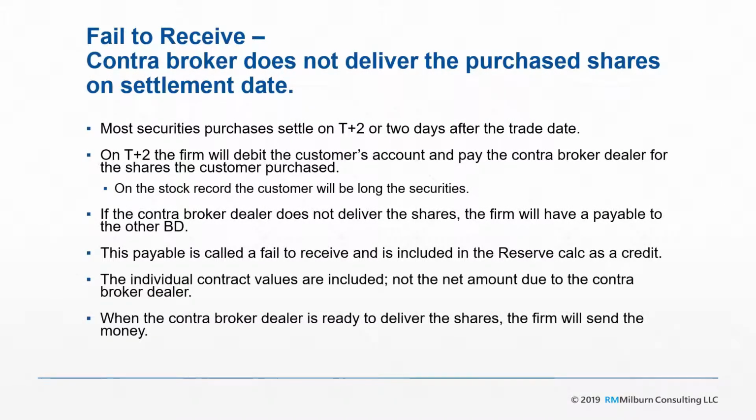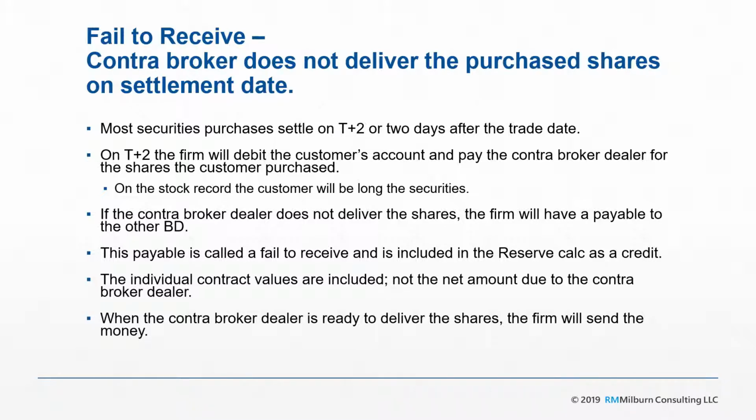So let's talk about a fails to receive. What is it? That's when a contra broker dealer, and a contra broker is the other broker that you purchase the customer's security from, doesn't deliver the purchased shares on settlement date. Now, as you're probably well aware at this point, most security purchases settle on T+2, or 2 days after the trade date, T standing for trade date. On that particular date, the firm's going to debit the customer's account for the shares, and they should pay the broker-dealer if the shares have been delivered.